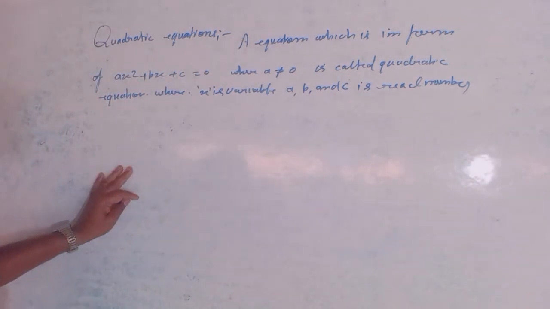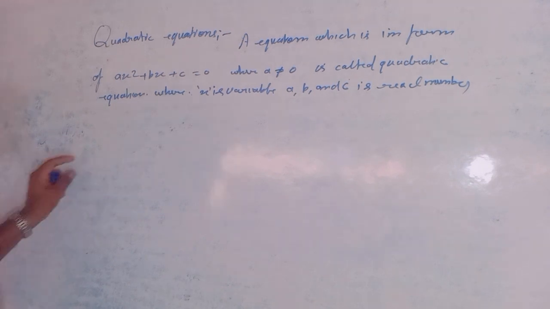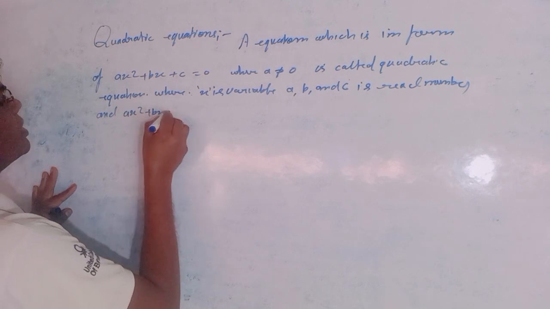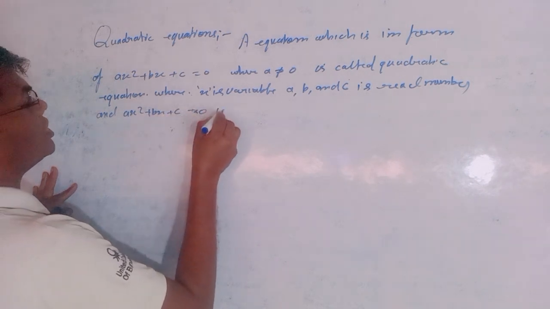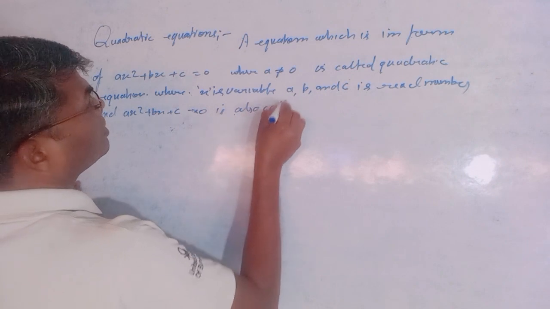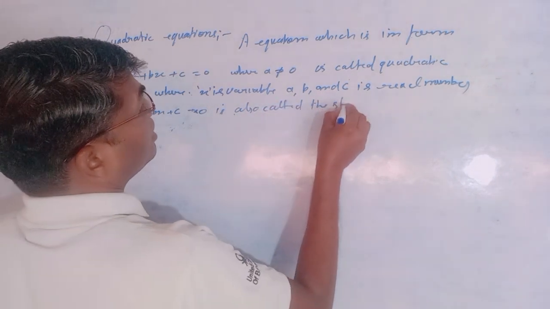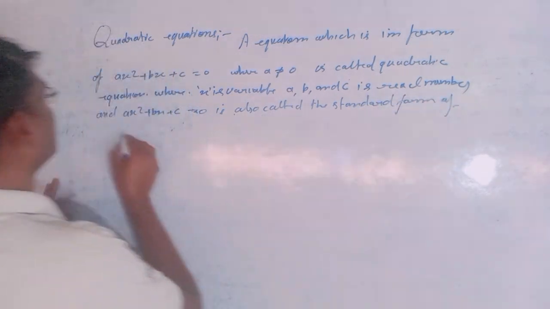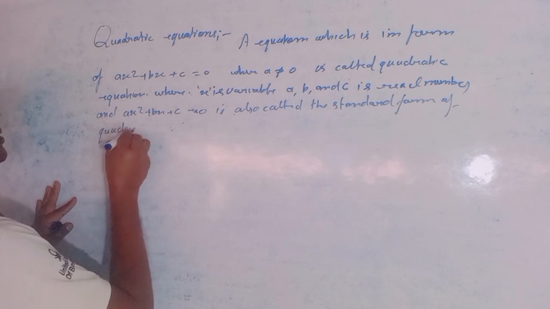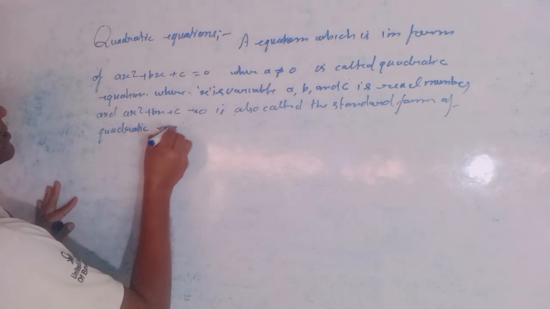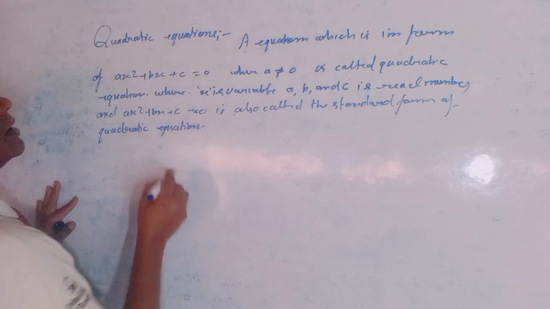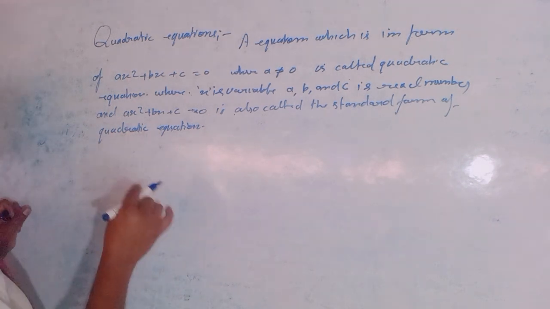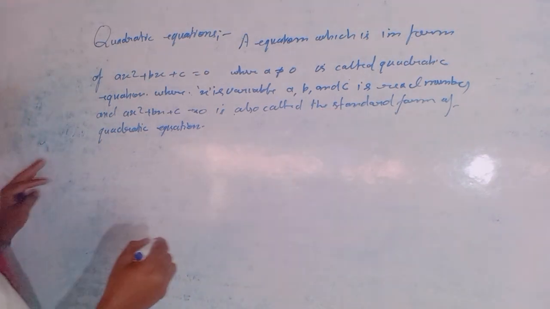We have already discussed this. ax square plus bx plus c is equal to 0 is also called the standard form of quadratic equations.